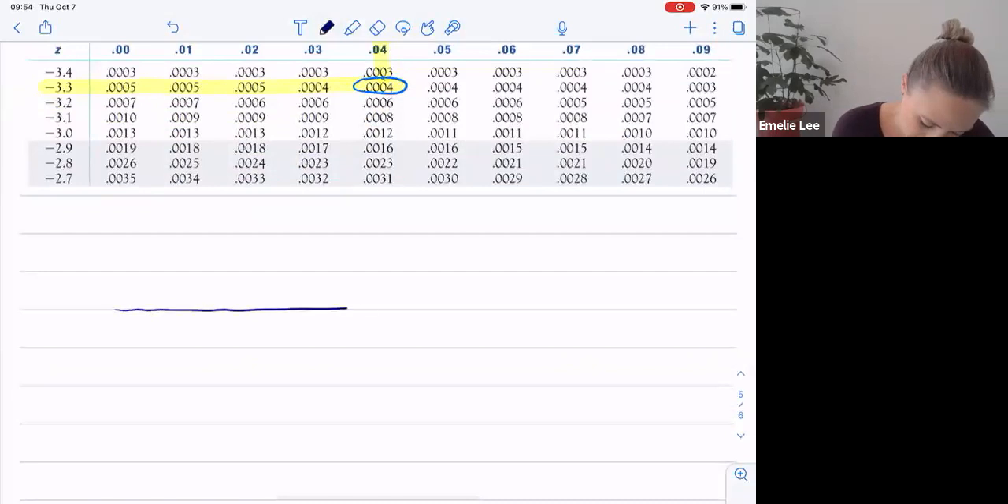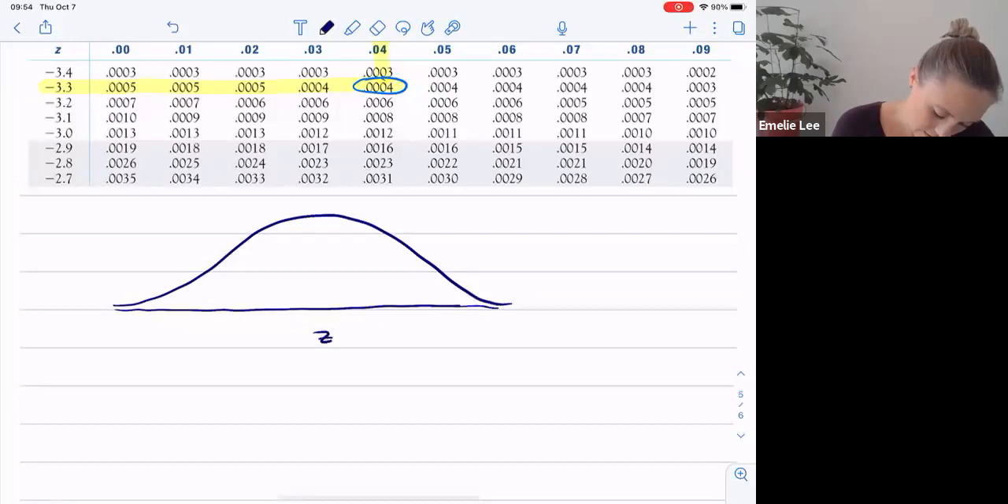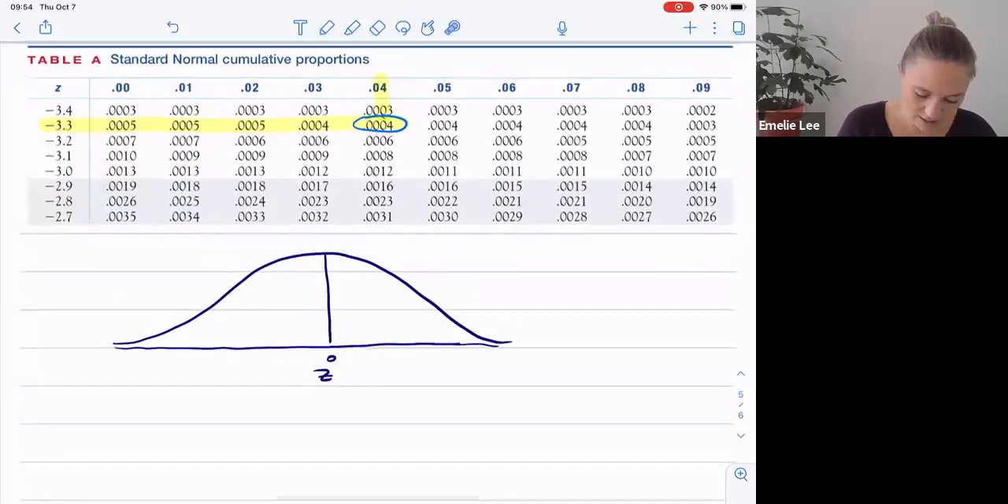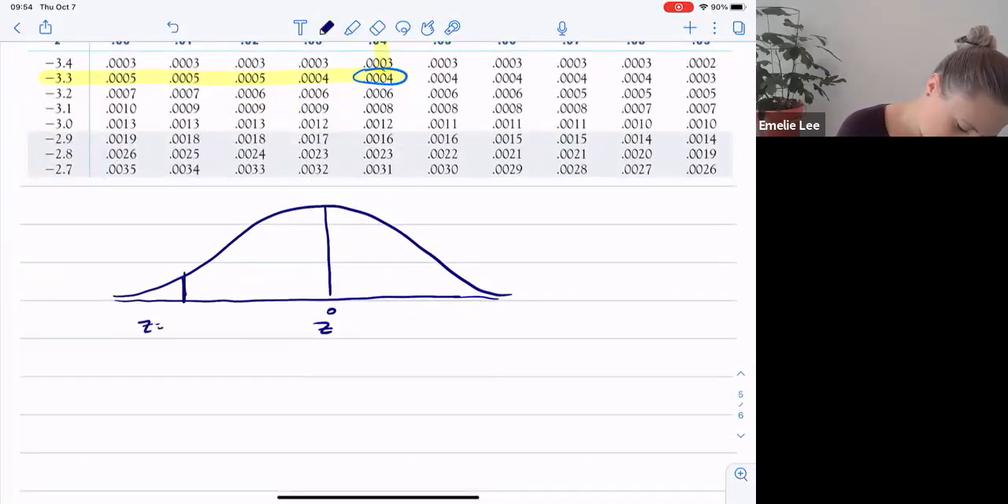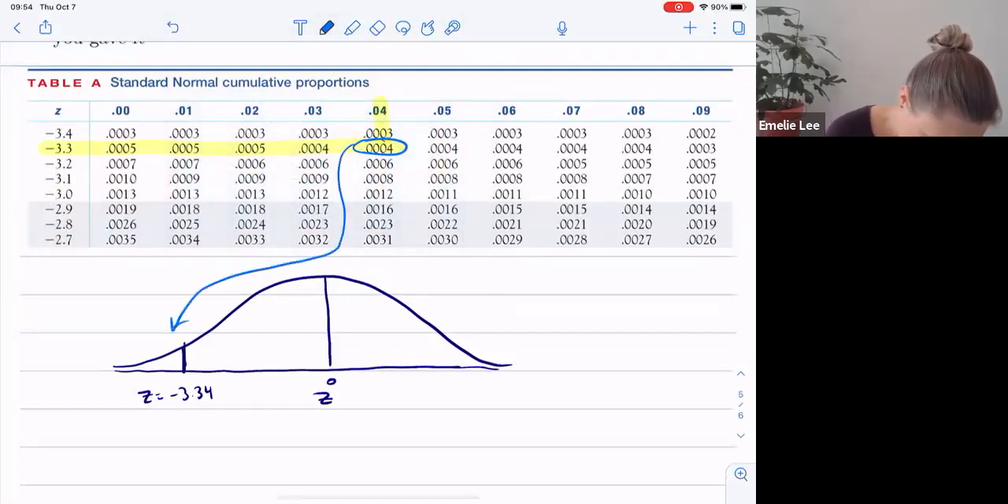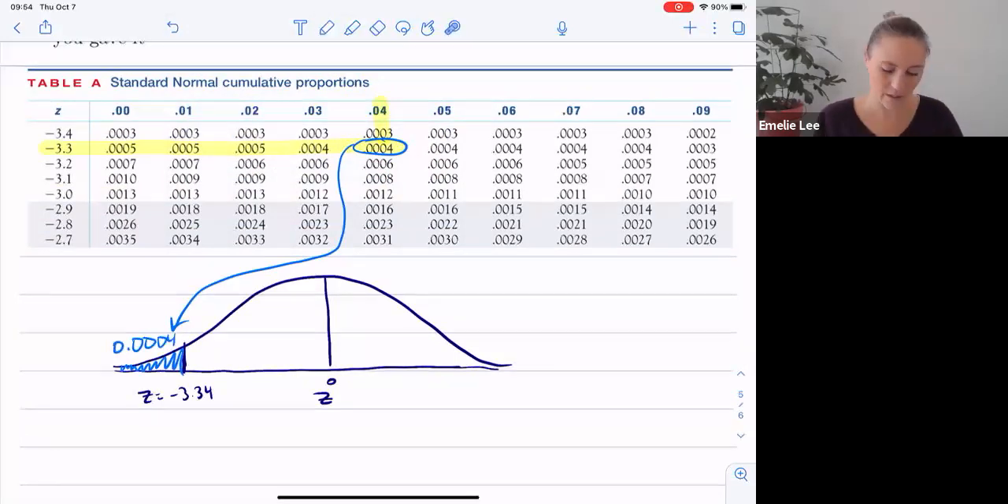Well, it means that if I have a standard normal curve, that's Z, right? Z is centered on 0. And if I have a Z of negative 3.34, what we're told here is that this area is 0.0004. It always goes to 4 decimal places here.